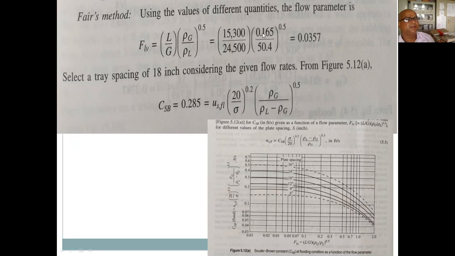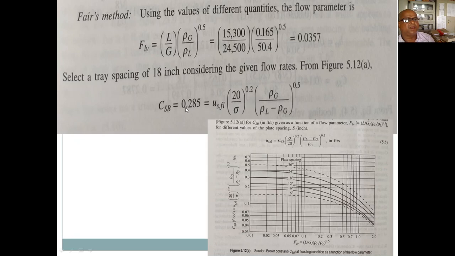All are in... Okay. So now this flow parameter is 0.035, and if I take this 18 inch and 0.035, it is coming around 0.28. With this 0.28, this CSB will be this, and then this will be the flow, this thing.